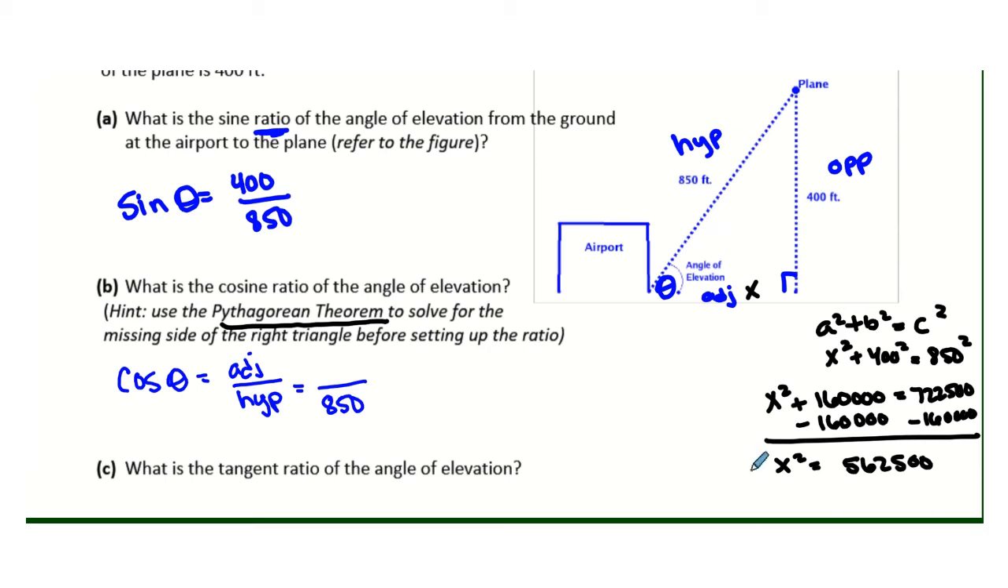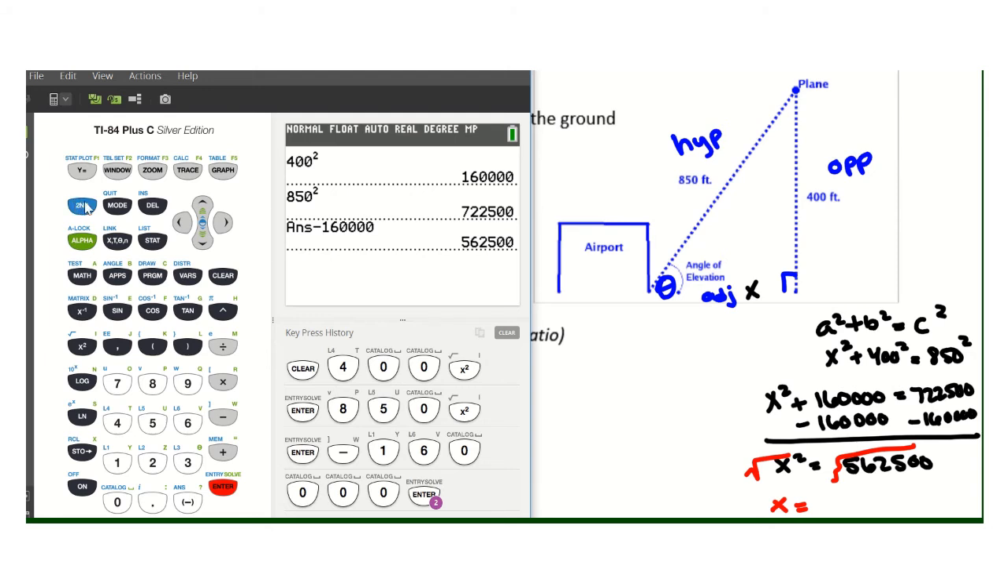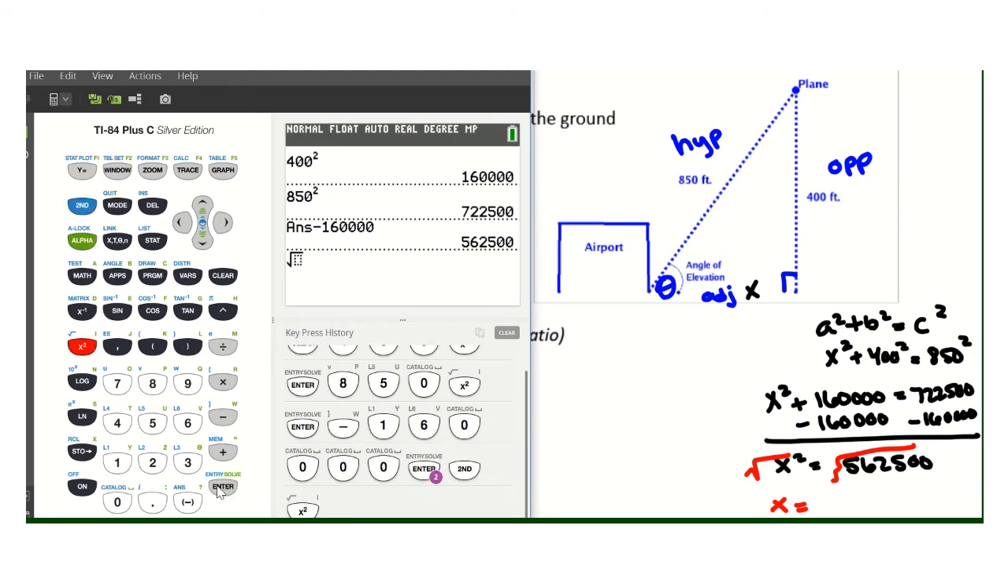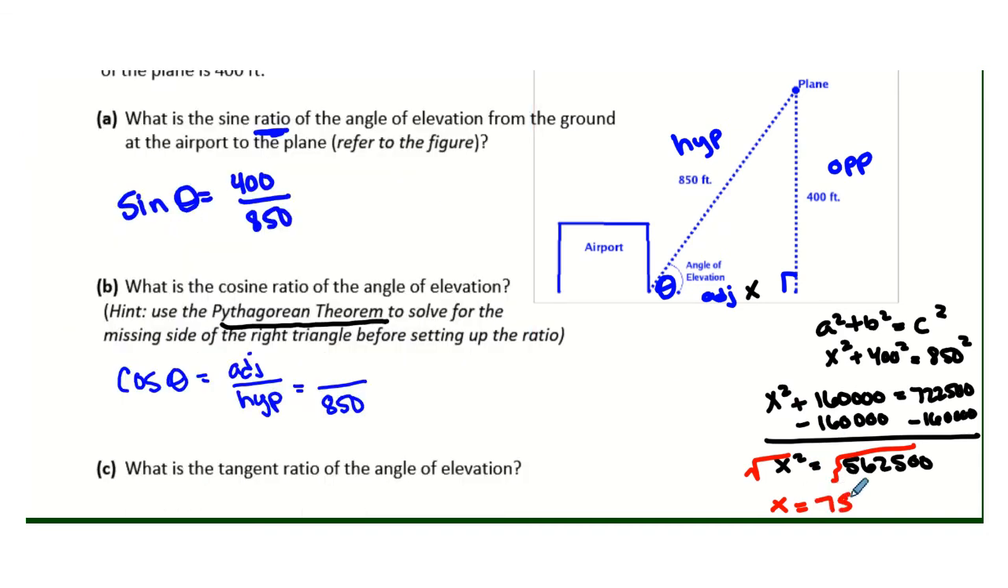And then to undo the square, I can take the square root. Because we're talking about side lengths, I'm not going to use plus or minus because it doesn't make sense to have a negative side length, especially in this situation. So let's see if this is a perfect square. If it's not a perfect square, we're going to have to estimate, because it wouldn't make sense to use square roots in this situation either. Oh, 750. Perfect. It is a perfect square.